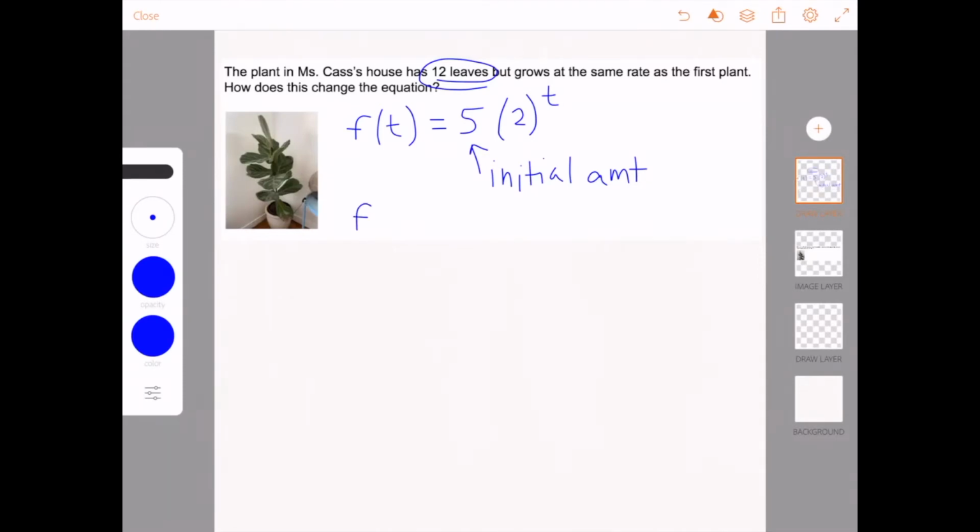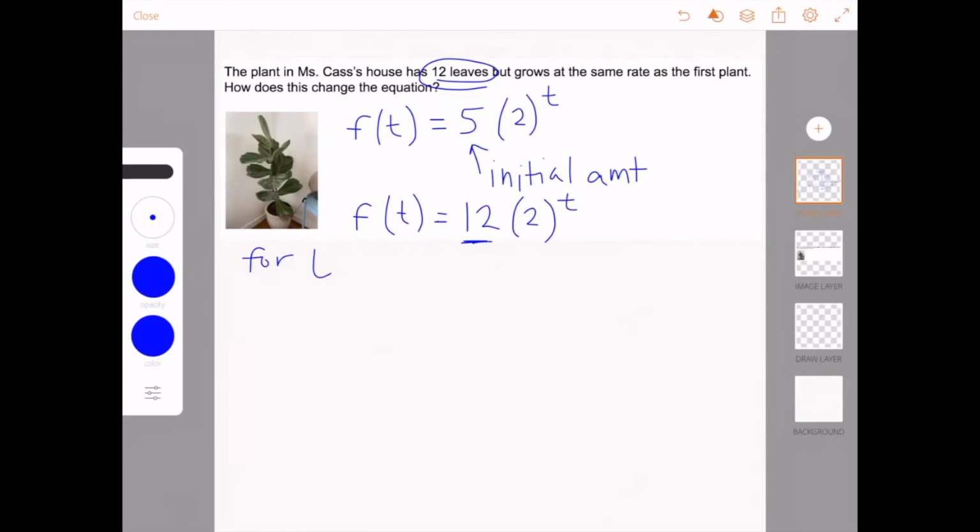And in this problem, the plant is starting off with 12 leaves rather than 5. So we are going to adjust this equation to reflect that. We're going to change our a value to 12 here. But that growth rate remains the same. It remains at 2 raised to the power of t. All right, so all we changed was the a value here.